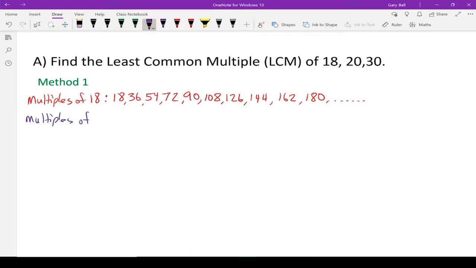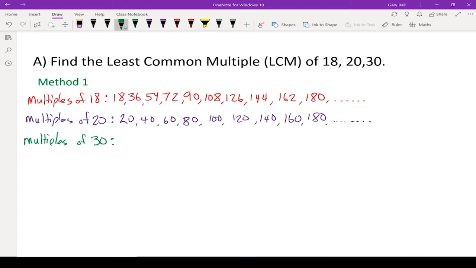Let's do our multiples of 20. 20 times 1 is 20. 20 times 2 is 40. 20 times 3 is 60. 180. Oh, wait a minute. I see a common number there. Okay, let's not get too excited yet. Let's do multiples of 30 and see if it's got the same thing. So multiples of 30. 30 times 1 is 30. 30 times 2 is 60. 180. Oh, there we have it.